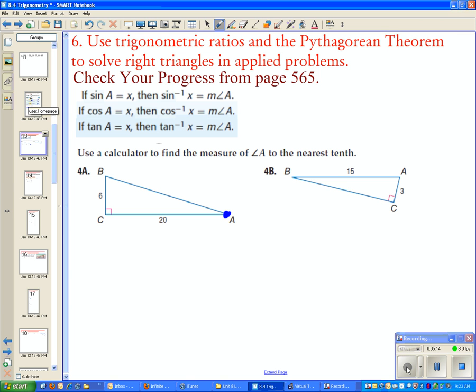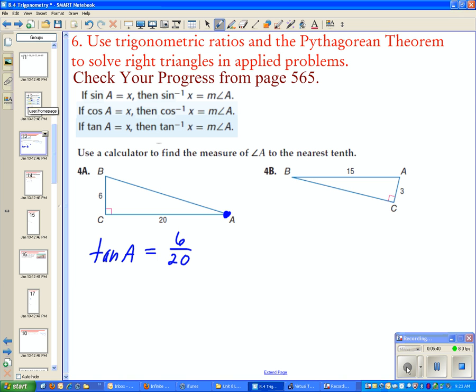According to this triangle, the sine of A equals opposite. Wait a minute. I don't want to use sine because I don't know the hypotenuse. What should I use? Tangent. I need to use tangent. The tangent of A equals opposite over adjacent.